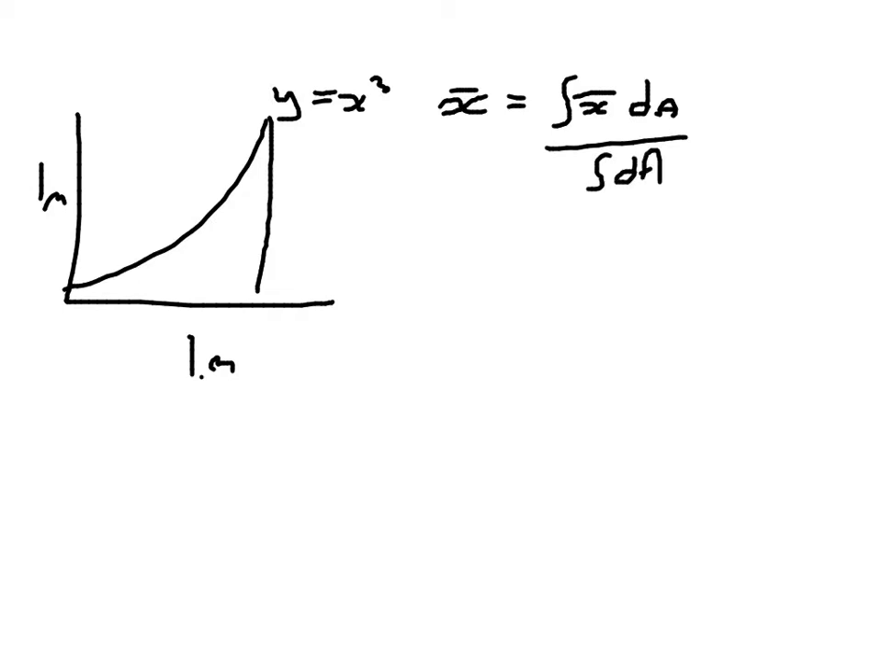So if we're integrating across this length, we're breaking it down into very, very small strips. Each of those strips has a width, dx, and a height, y. And the centre of that strip will have an x coordinate and a y coordinate, x tilde and y tilde.